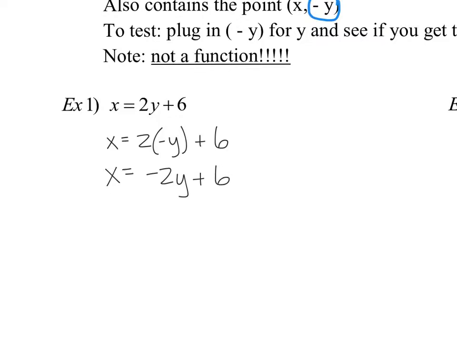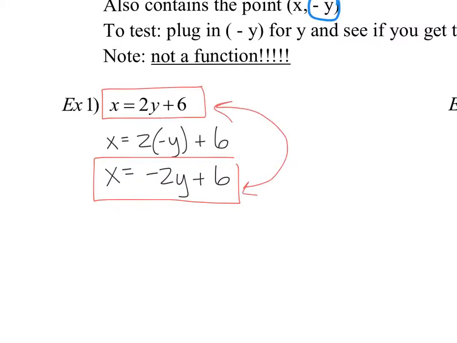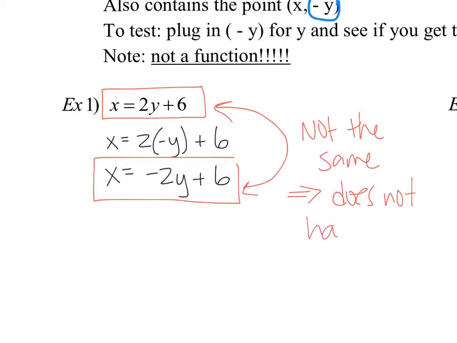So now what I'm doing is I'm comparing this equation that I simplified to this first equation. And are they the same equation, yes or no? No, they are not the same. And therefore, that means this does not have x-axis symmetry. Okay, so all you're doing is you're plugging in negative y into the original equation. You're changing y and replacing it with negative y, and seeing if you get the same exact equation.